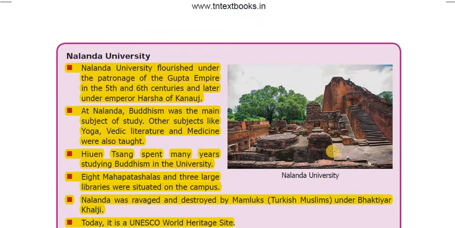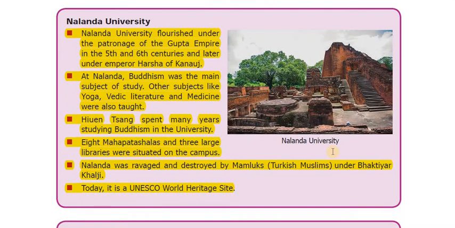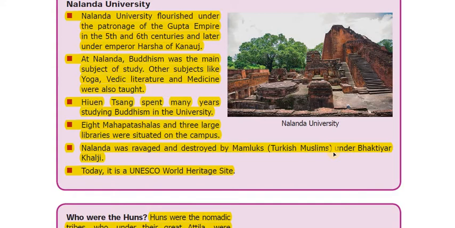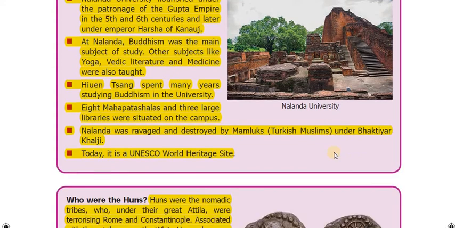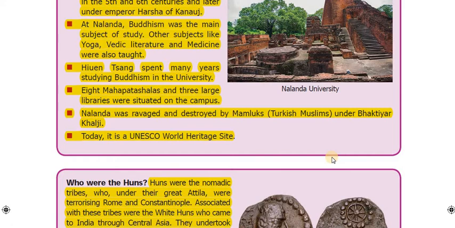Nalanda University flourished under the patronage of the Gupta Empire in the 5th and 6th centuries and later under Emperor Harsha of Kannauj. At Nalanda, Buddhism was the main subject of study. Other subjects like yoga, Vedic literature and medicine were also taught. Hsuan-tsang spent many years studying Buddhism in the university. Eight large halls and three large libraries were situated on the campus. Nalanda was ravaged and destroyed by Turkic Muslims under Bakhtiyar Khilji. Today it is a UNESCO World Heritage Site.